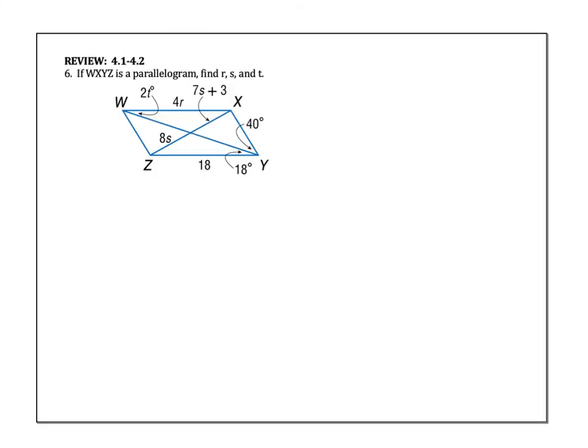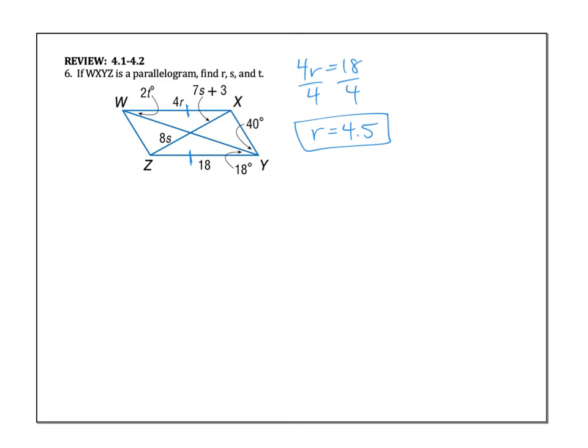Please pause the video and try number 6 on your own. Try to find R, S, and T. So I'll start with R. I see 4R here up on the top. Well, across from that, I see an 18. Now this is a parallelogram, so opposite sides are congruent. So the 4R should equal the 18. Divide by 4, R ends up being 4.5.